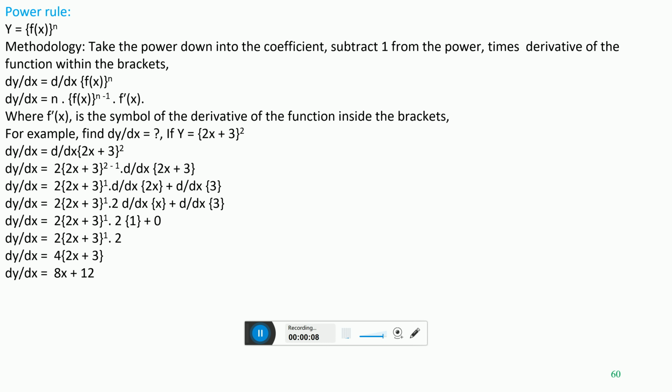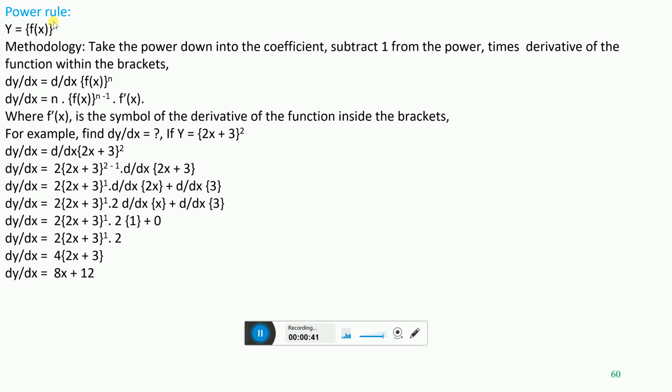Today we will discuss another derivative rule with the name power rule. We studied power rule before this, but here I am repeating with little changes. So this is the given function: y is equal to bracket start f of x bracket closed raised to the power n. This is the given function. So how to find its derivative?